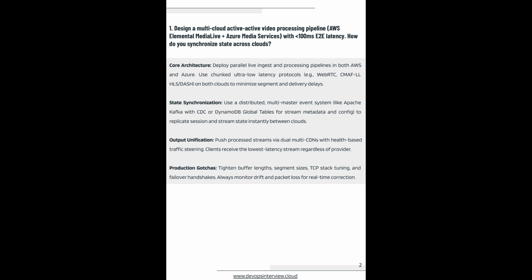How tiny are we talking? Really tiny. We often aim for segment lengths of 1 second, maybe even less. You reduce the group of pictures, the GOP length, way down. Shorter GOPs mean faster updates. You also have to be really aggressive about cutting down or even disabling the player's startup buffer. Any buffering adds delay, even milliseconds count here.